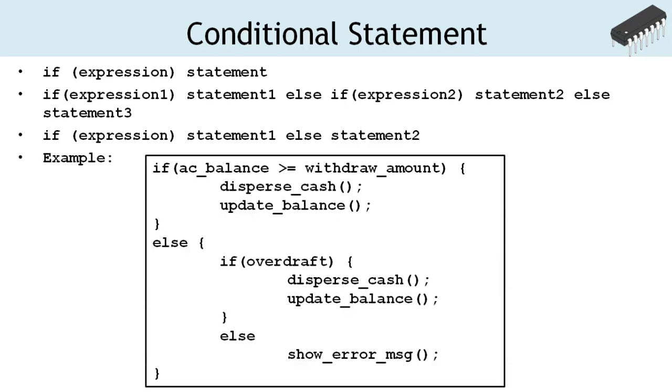Here is an example of an if-else statement which may be used in an ATM machine for cash withdrawal logic. The logical expression checks the account balance against the withdrawal amount, and if the account has sufficient balance, the cash is dispensed and the account balance is updated. If the account doesn't have sufficient funds, the else block is executed. In the else block, the logical statement checks if overdraft is allowed. If allowed, the cash is dispensed and the account balance is updated, else the withdrawal is declined with an error message.